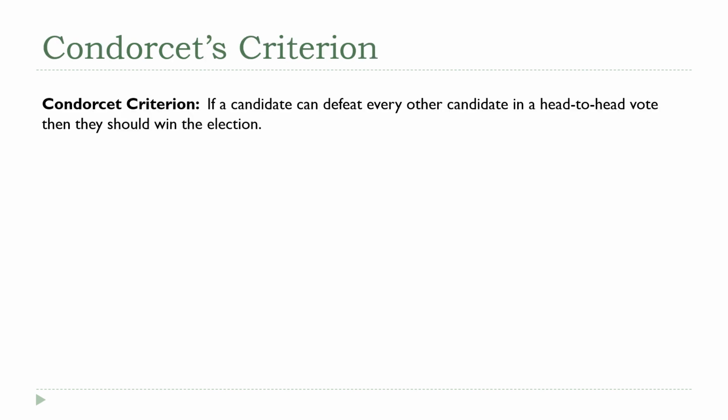Our second fairness criterion is called Condorcet's criterion. It's a person's name, named after a French mathematician, the Marquis de Condorcet. It says that if a candidate can defeat every other candidate in a head-to-head vote, then they should win the election. In other words, if one candidate is preferred over everybody else individually, then that should be enough to get them the win. Okay, so let's take a look at another scenario with this one.